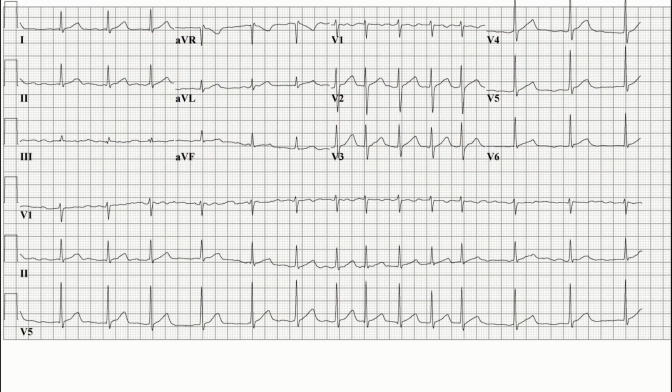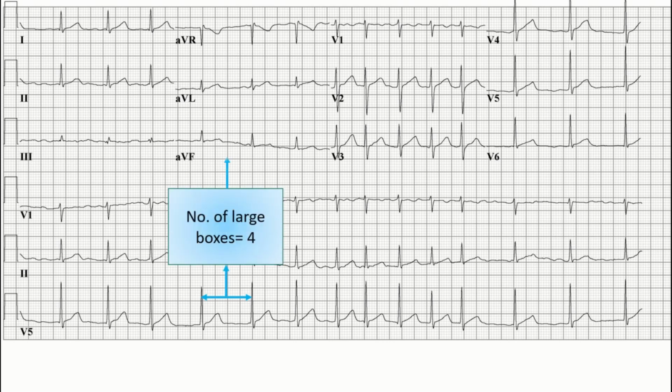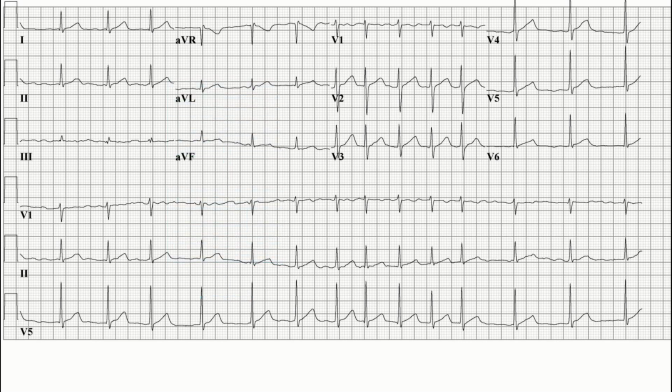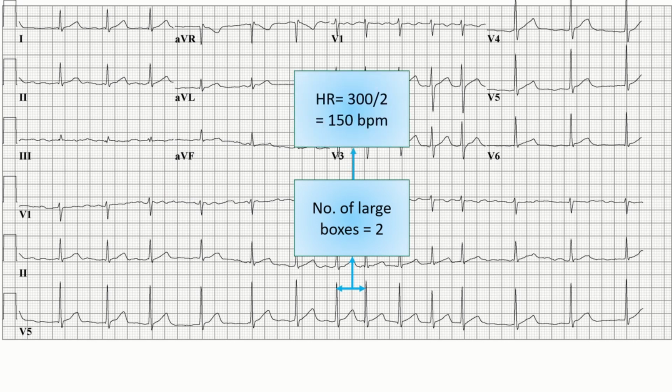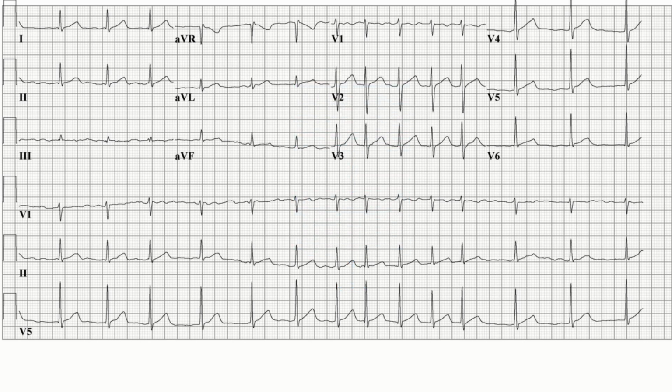Such as in today's example, the rhythm is irregular because of atrial fibrillation. Let's try to calculate the heart rate between these two RR intervals with the large box method. There are approximately 4 large boxes and heart rate will be around 75 beats per minute. Whereas if we calculate heart rate between these two RR intervals, there are two large boxes which will give a heart rate of 150 beats per minute. So there is a huge variation in the result with this method in the same ECG. This occurs because of irregular rhythm.